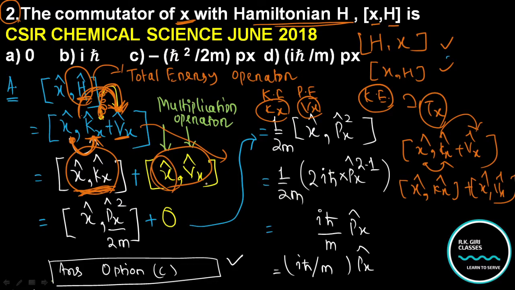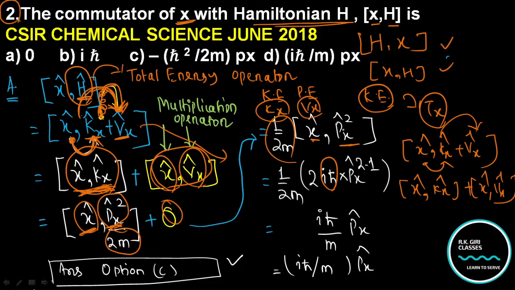Now these two are multiplication, as we already studied. That means the value is equal to 0. That is [x, V], and this is K, p squared by 2m. Because I already know I can evaluate the value [x, p squared], that's why 1 by 2m outside, that is [x, p squared]. So p outside, plus iħ.